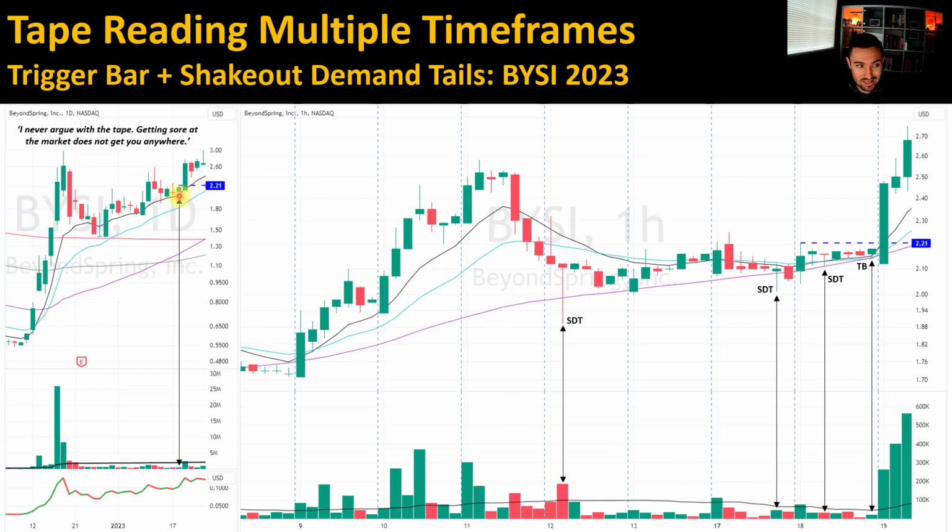So now we're looking at this bar in here, this daily inside bar on the 10. Go and look at it on the 1 hour chart. Shake out demand tail. What do you notice about the volume? There's not much volume. What does that tell you about selling? Supply. There's not much supply. And then you get this perfect trigger bar that closes on the high on low volume. Powers out. Nice to see.